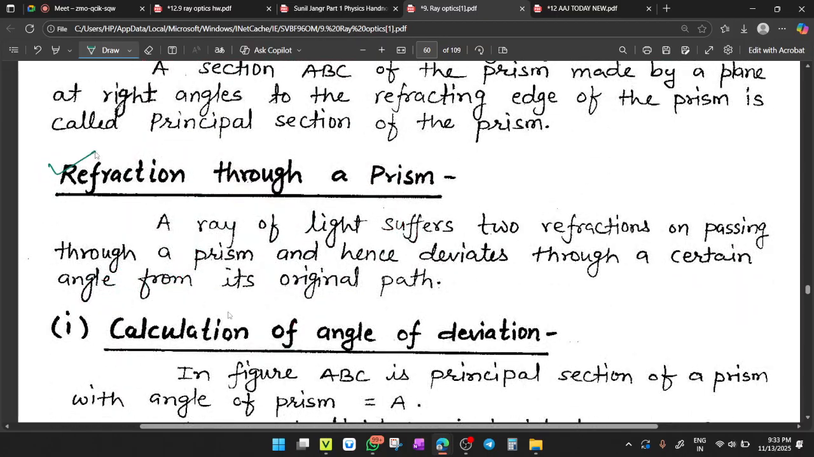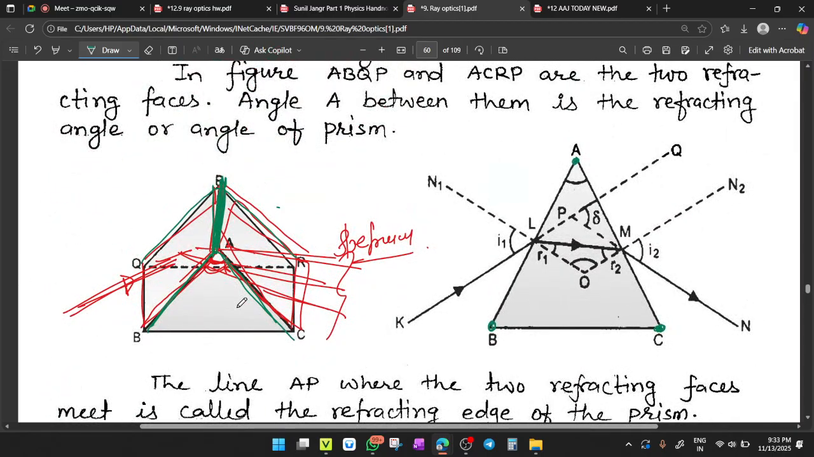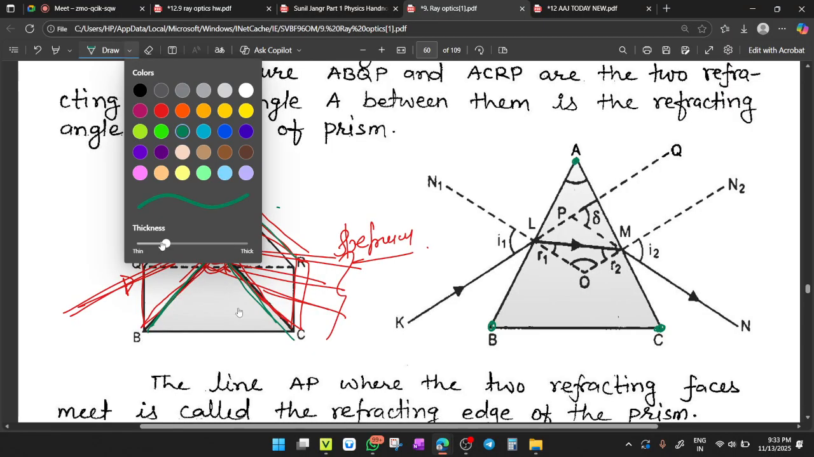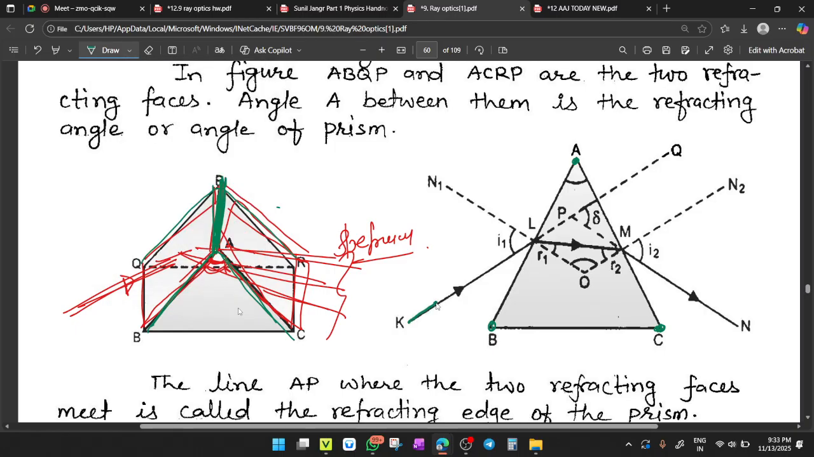So, refraction through a prism. A ray of light suffers two refractions passing through a prism, hence deviation through a certain angle from its original path. Now make a diagram showing the way refraction by a prism takes place. Okay, so here I have a ray. First, it is the incident ray, that is incident at some point on the first refracting face of the prism, like here. This point is L.